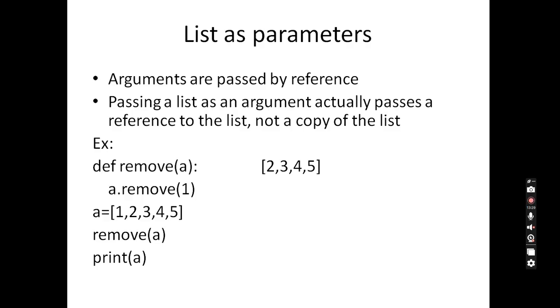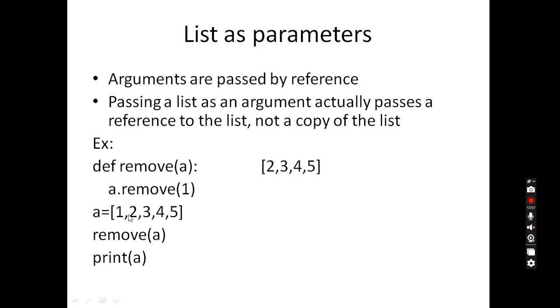List as a parameter. So the next topic is list as a parameter. Here arguments are passed by reference. Instead of passing by value, the list will be passed as a reference. Passing a list as an argument usually passes a reference to the list, not a copy of the list. For example, I have a list 1, 2, 3, 4, 5, and then I call a function remove of A.